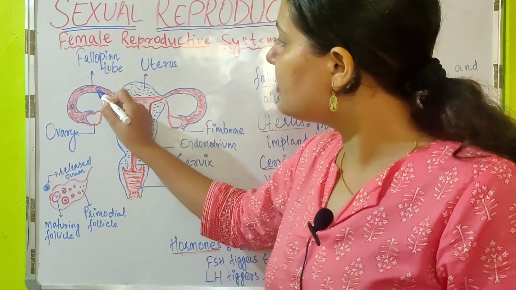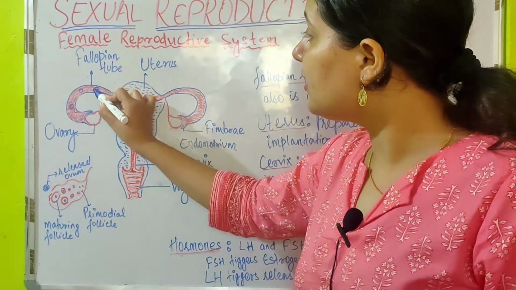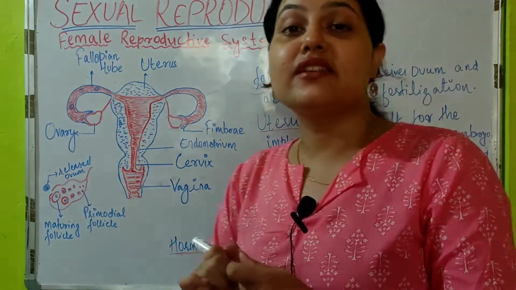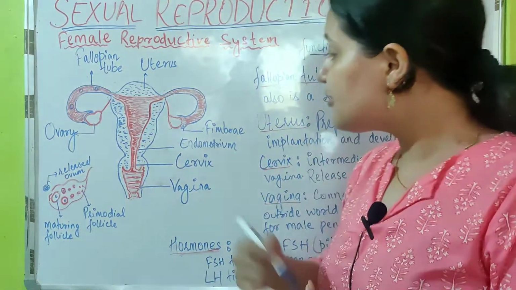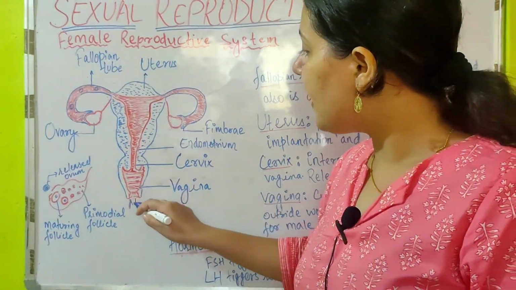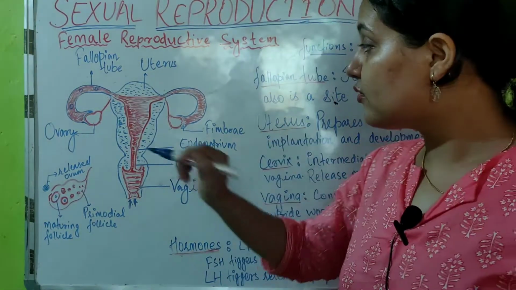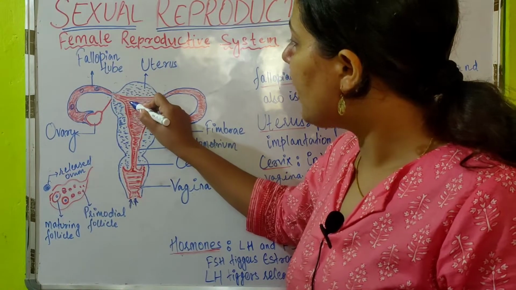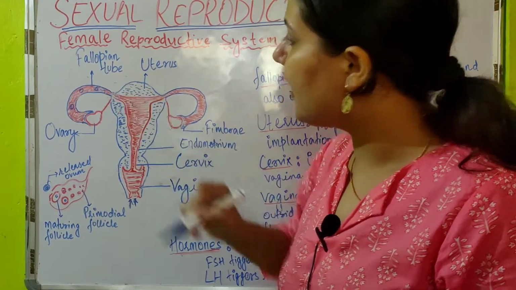and when it reaches here, at the 10th to 14th day, that is the period when there is a maximum chance of pregnancy. At this point, if the female has sexual intercourse and the sperm enters, then the sperm can go and meet with the egg cell.